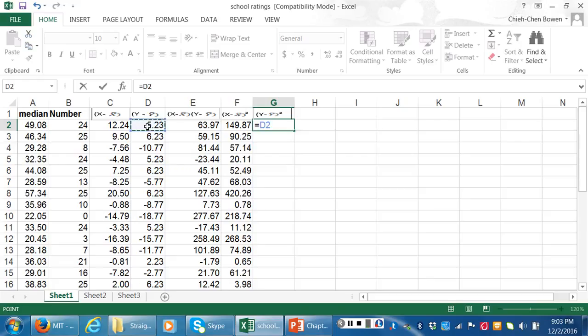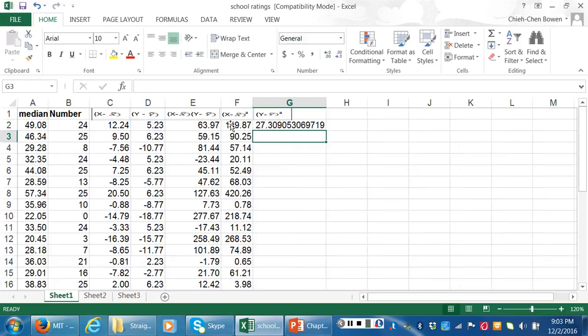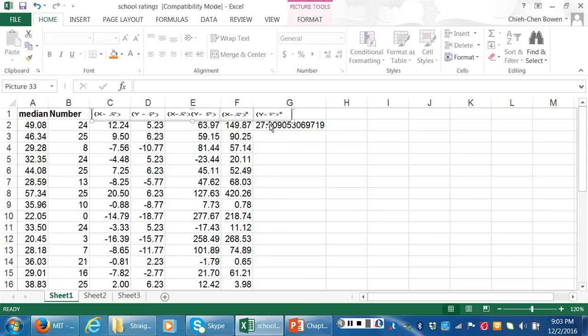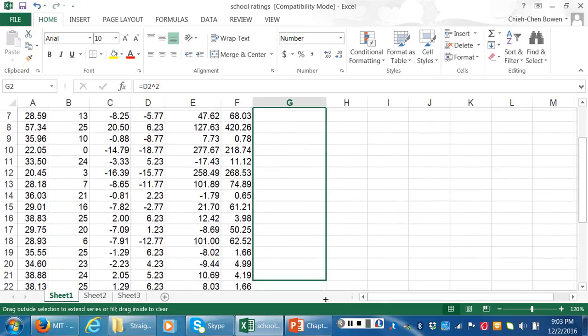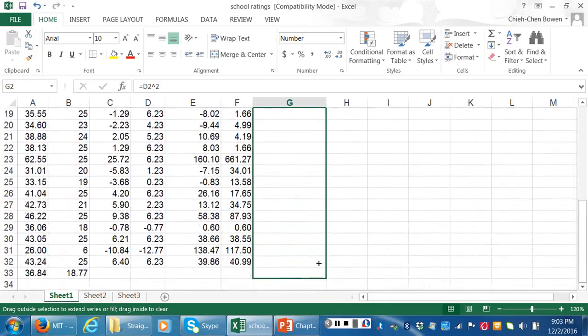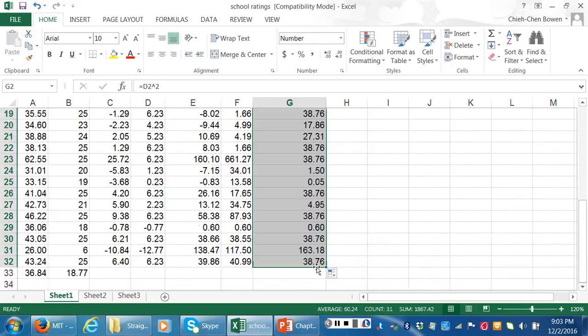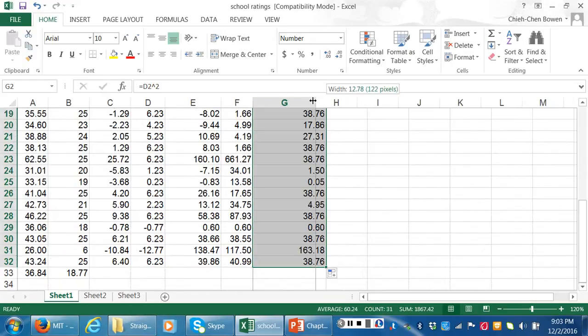Y minus y bar squared. Hit enter. That's your number. A lot of places after the decimal. Let's see if I did it this way and copy it, whether it will keep the same number of places after the decimal. Yeah, it did. That might be a little easier.